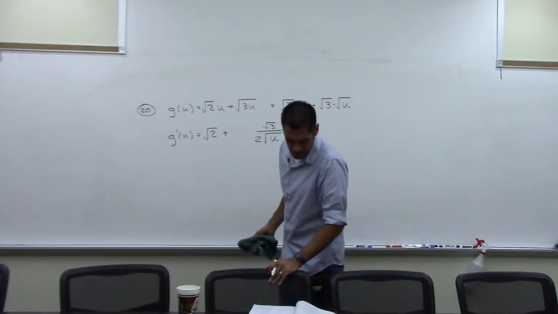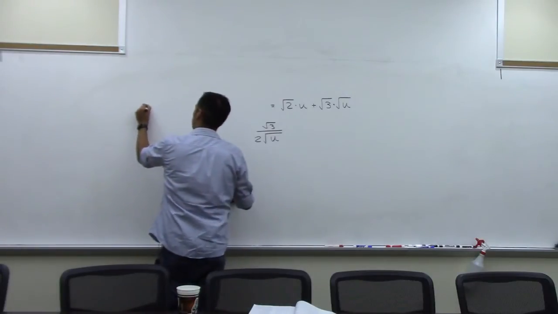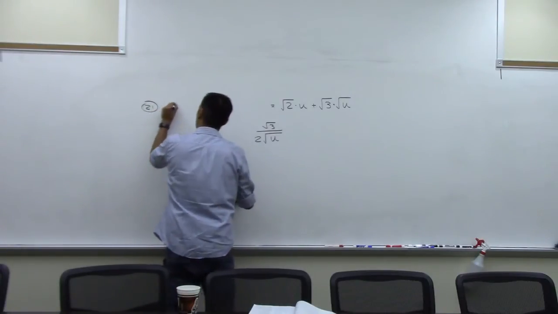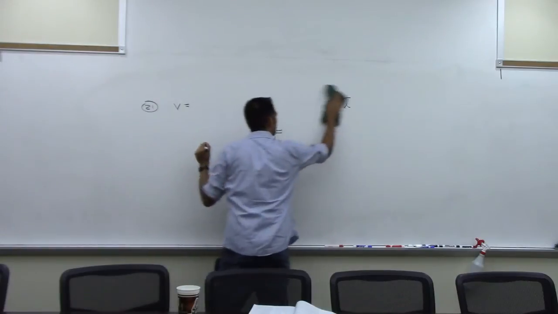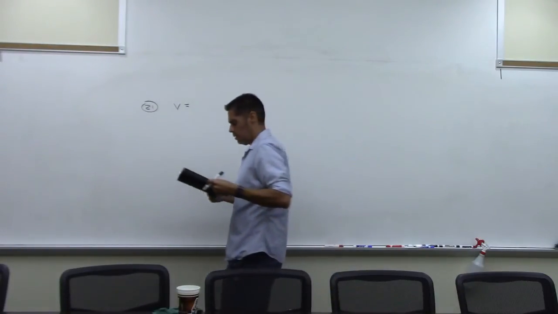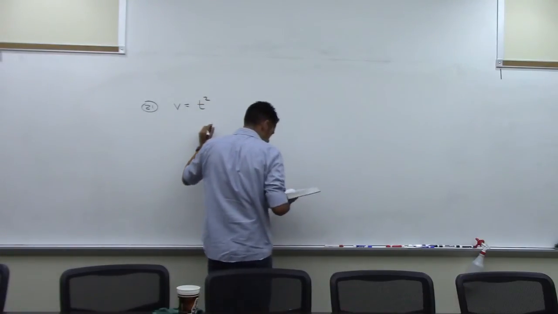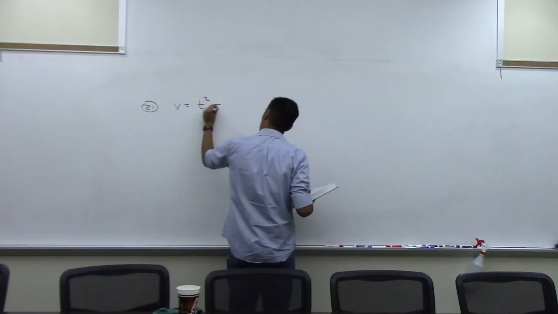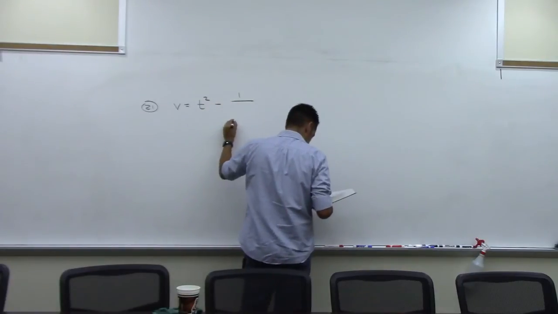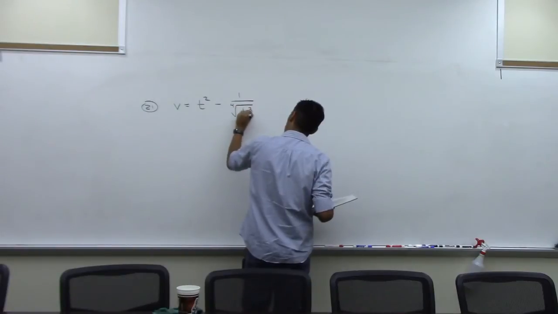21. V equals t squared minus 1 over the 4th root of t cubed.